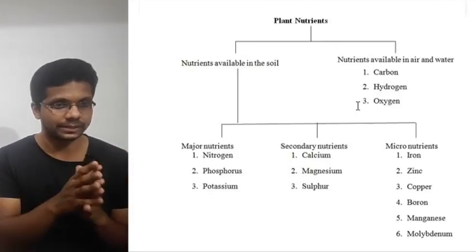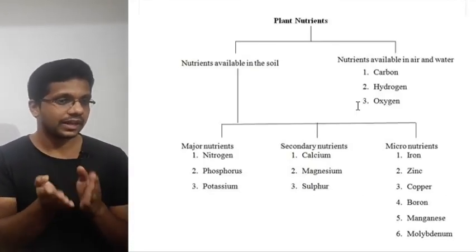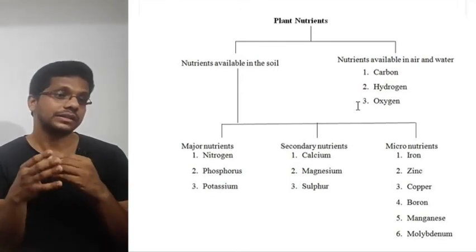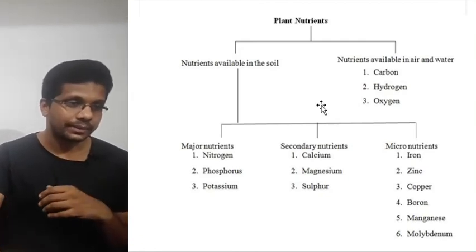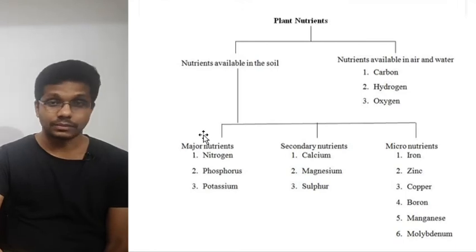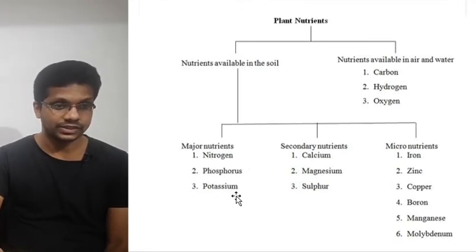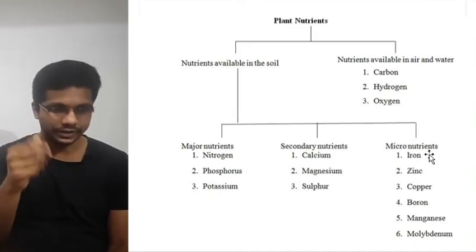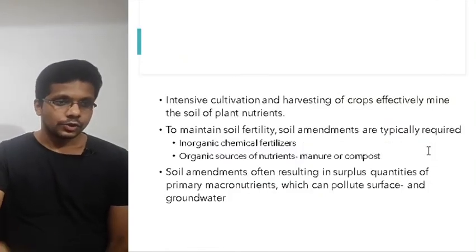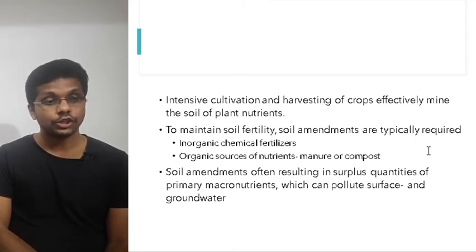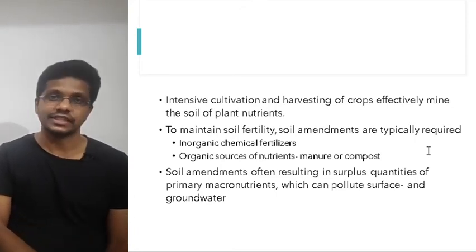So this is the pictorial representation. For plant nutrition, there are nutrients present in the soil, and there are nutrients which plants get from air and water. We are basically talking about the nutrients in the soil. For the soil, there are major nutrients or primary macronutrients, which include nitrogen, phosphorus and potassium, and secondary macronutrients, calcium, magnesium and sulfur, and we have micronutrients, which are required in very small quantities. So for an efficient agriculture, we need to provide all of these nutrients in sufficient quantities.